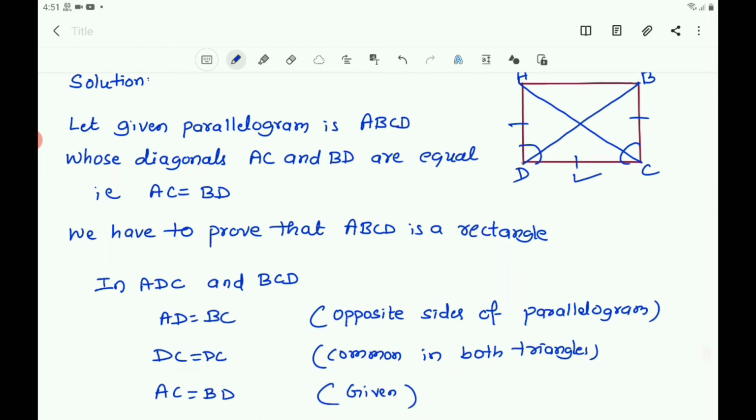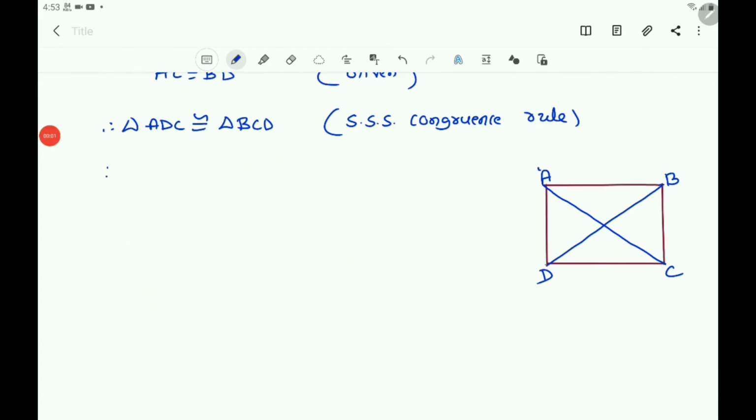Corresponding parts of congruent triangles. Then you take, therefore you can write angle ADC equals angle DCB or BCD. Reason CPCT, corresponding parts of congruent triangles. Here you observe angle ADC is equal to angle BCD. You proved by the congruence rule that they are congruent, and according to CPCT you got angle ADC is equal to angle BCD.